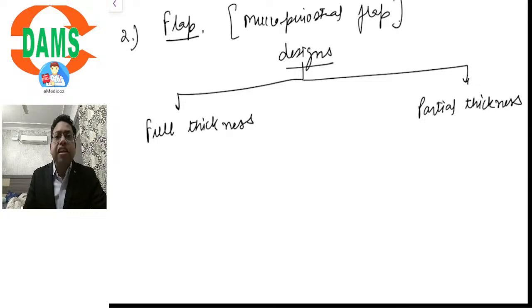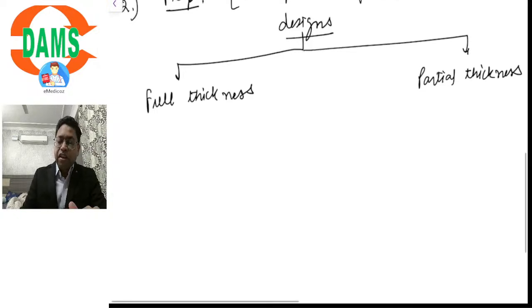Now, technically speaking, these two terms, the full thickness and the partial thickness, are misnomers. Misnomers means they are inaccurate terms to describe the type of flap, because in both cases, whether it is full thickness or partial thickness, we lift the entire mucoperiosteum and expose the bone completely. So technically speaking, there is no difference in the thickness of the two flap designs, but over the years, this nomenclature has persisted. So they are designated as full thickness and partial thickness.